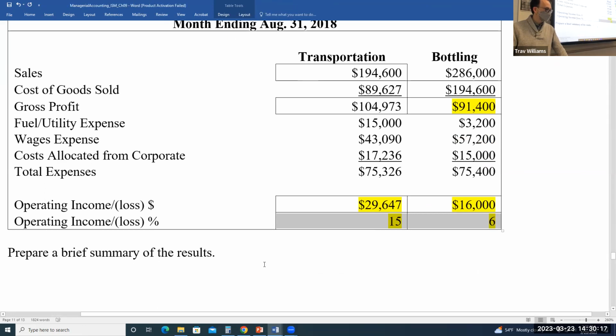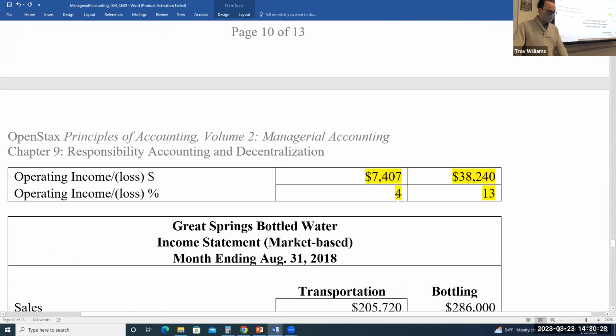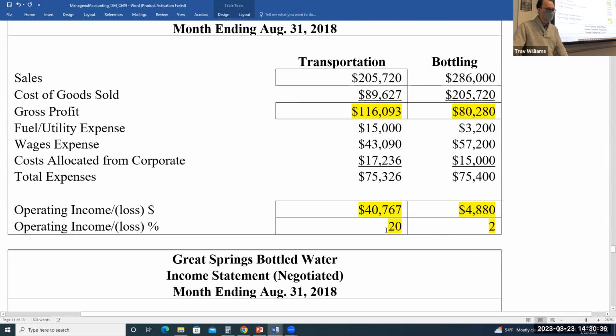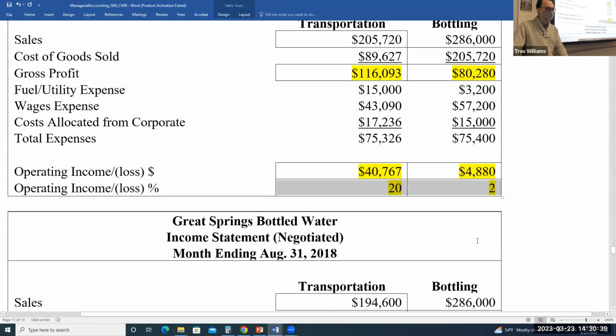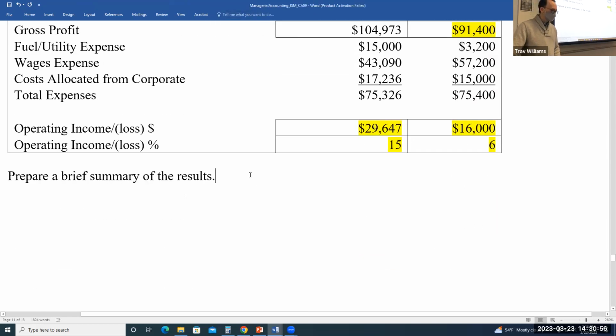So prepare a brief summary of the results. Which of these three approaches seems most fair? We had 4 versus 13% here, based on cost pricing. Market price gave us 20 versus 2. And a negotiated price gave us 15 versus 6. Seems like the negotiated price in the middle is the fairest distribution. And so that's what we can say.